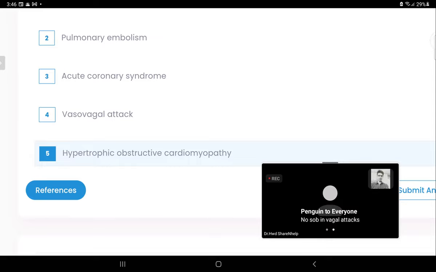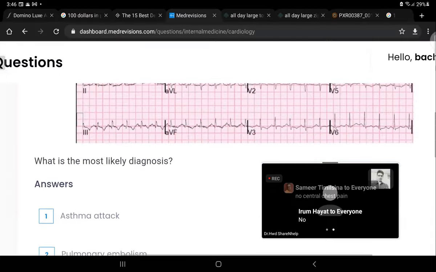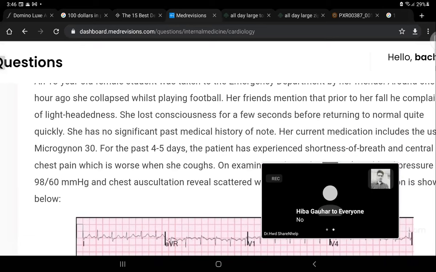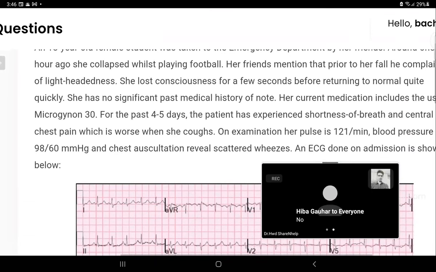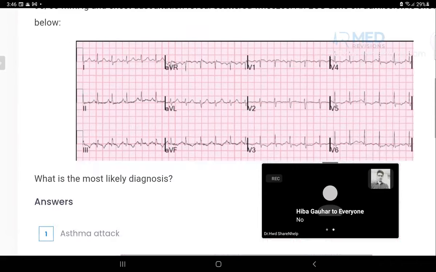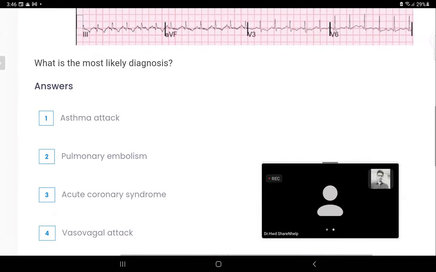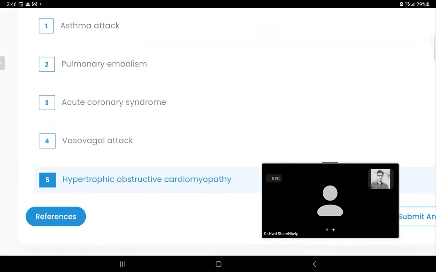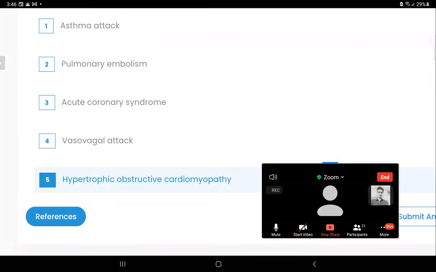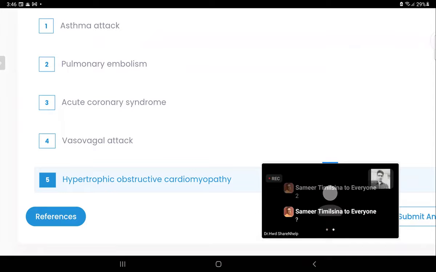And can that be triggered by doing some activity? What was she doing? She was playing football, right? She was again playing a sport and she's very young. So what could it be? Now, what do you think it should be? Because we're learning things, we're taking time, okay? So what do you think it should be? Pulmonary embolism, okay.